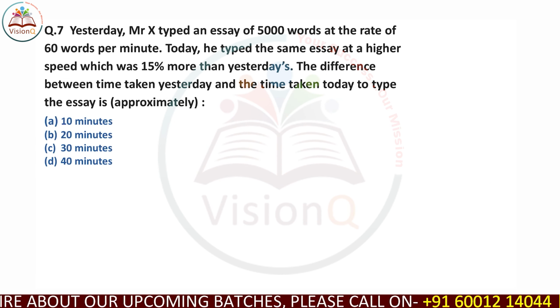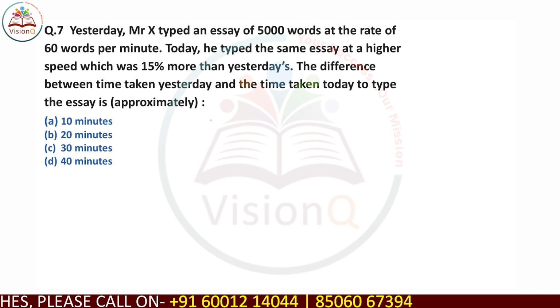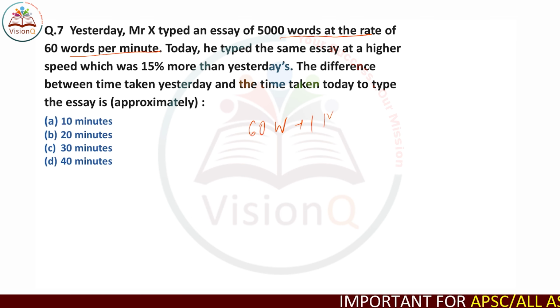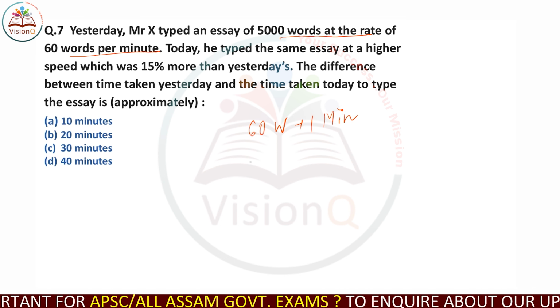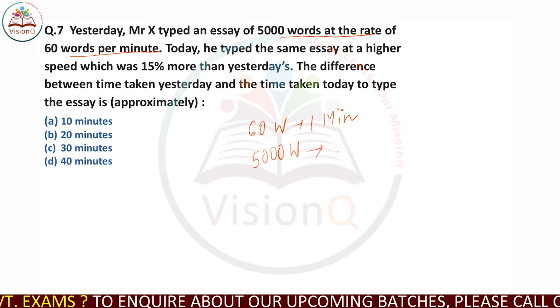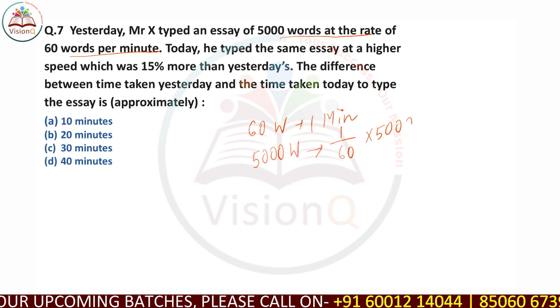So next in front of you is question number 7. It says that yesterday Mr. X typed an essay of 5000 words at a rate of 60 words per minute. Okay. So the rate is what? 60 words in 1 minute. So if he typed 5000 words, then for 5000 words, what will be his time taken? 1 by 60 into 5000 minutes.